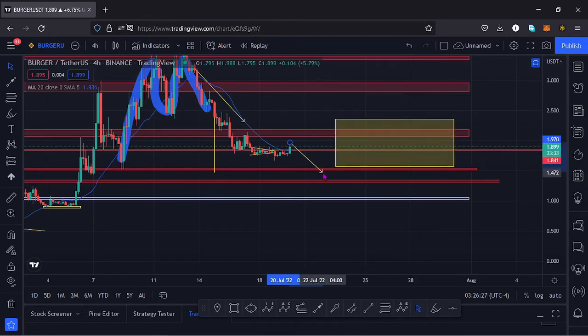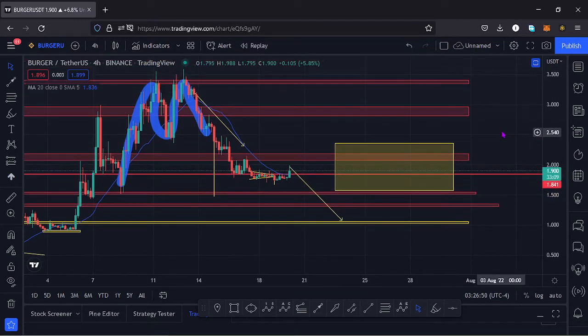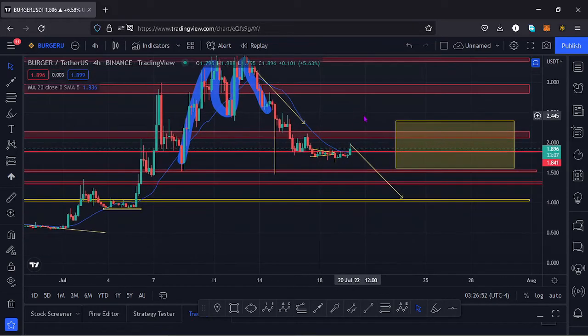And in case we lose that key support line at around the $1.55 mark, then the worst case scenario for Burger would be playing out. Because if we lose that key area of support, then that would mean even lower prices, which could take us to around the $1 mark. So those are the key scenarios that I expect us to see play out here on this chart.